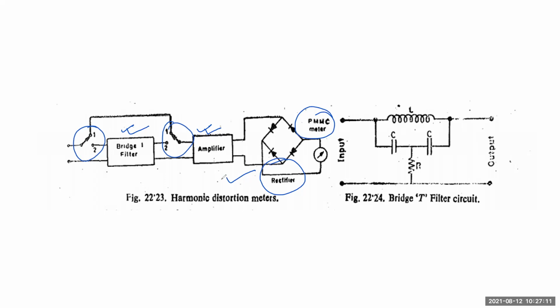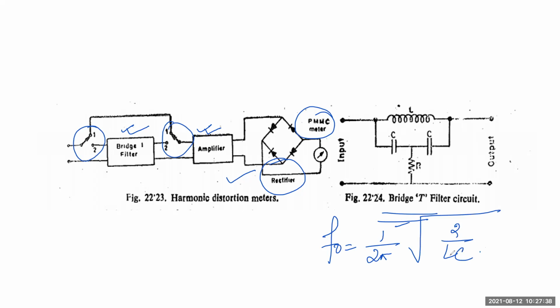Then we will move to our T-bridge circuit. A T-bridge circuit is commonly employed to reject the fundamental frequency. It can be shown that if the circuit is tuned to the fundamental frequency, f0 equals 1 by 2 pi root over 2 by LC, and R is adjusted to satisfy the relationship R equals QL times XL by 4.